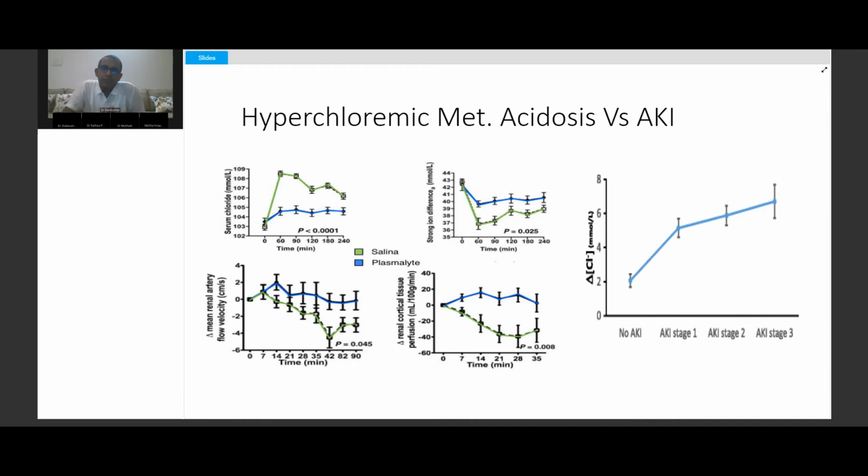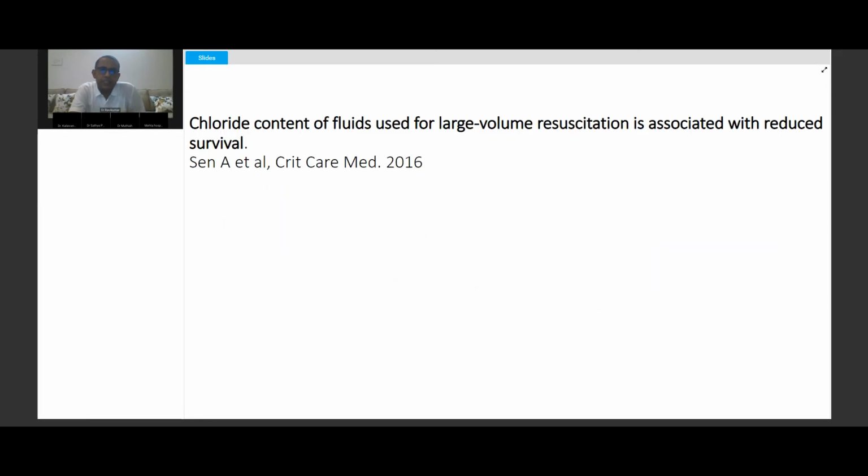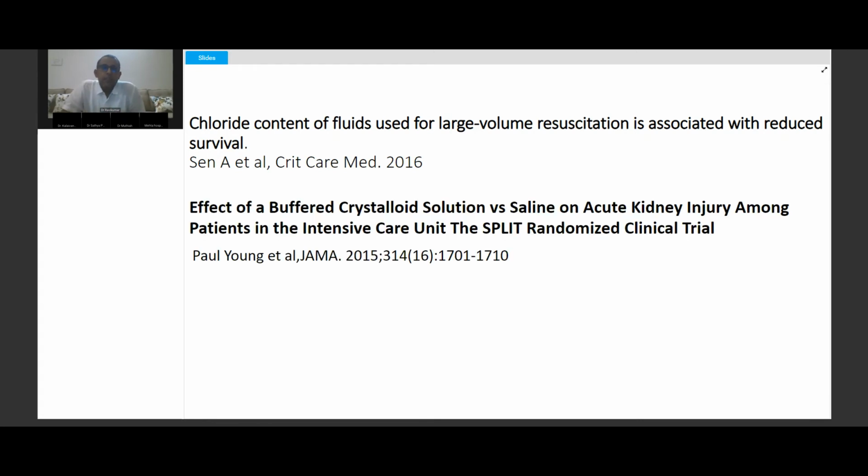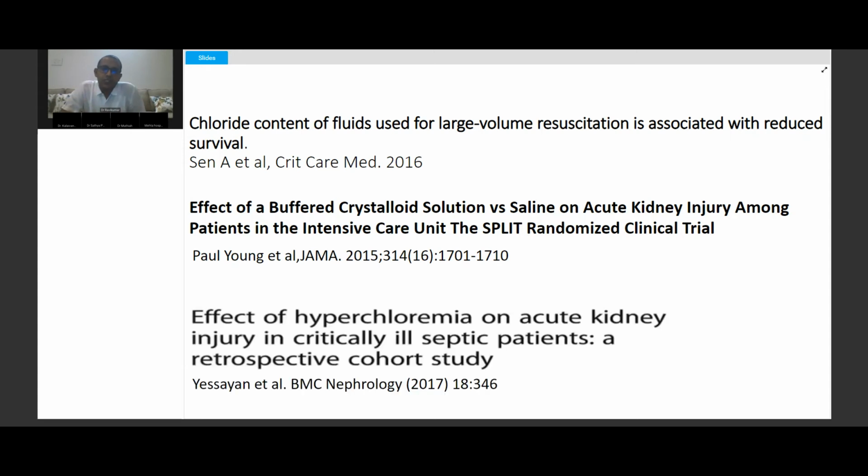But as it transferred into the form of AKI, studies have shown that initially Sen in 2016 said there is some association, but the SPLIT study or later the SPRING study did not show any difference between the balanced solution versus saline on AKI, or the hyperchloremic acidosis resulting in AKI. And even in sick patients like septic shock, they did not find any difference in hyperchloremia inducing AKI.